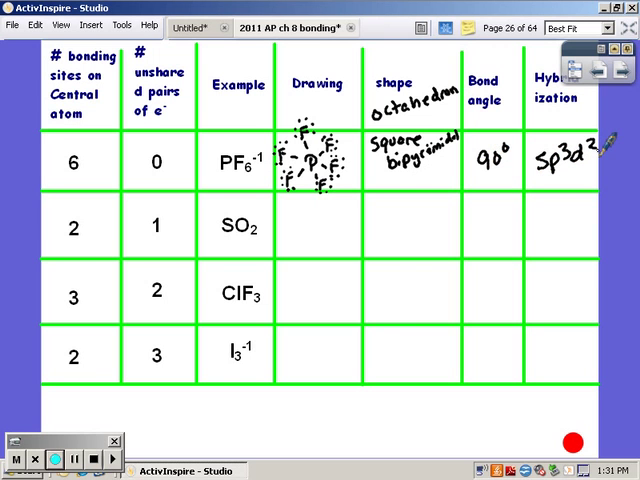I'm going to pause the video and draw SO2 on your own. You have 2 bonding sites and 1 lone pair. This one is also bent, but the bond angles are going to be less than 120. Hybridization of sp2.